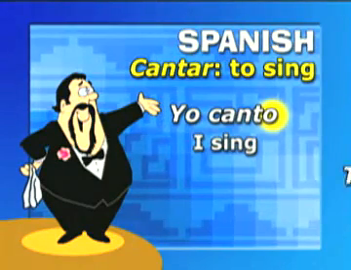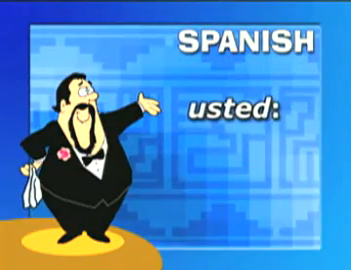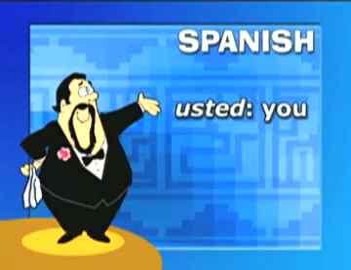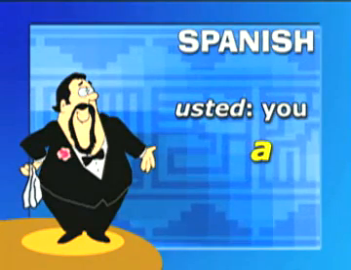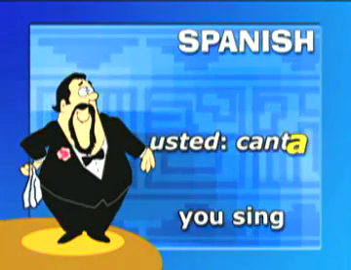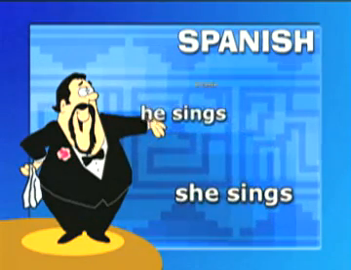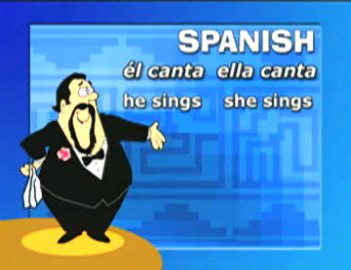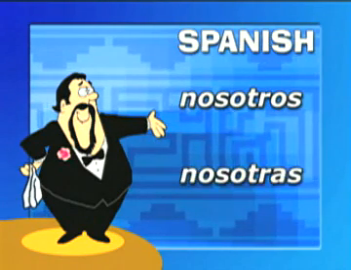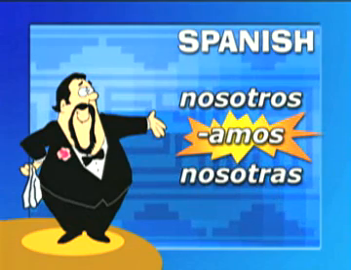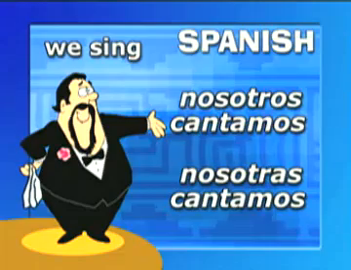The ending that goes with tú is as. You sing is tú cantas. Usted, the formal version of the pronoun you, works like a third-person singular pronoun using the verb ending a. In this case, you sing would be usted canta. The third-person singular he sings or she sings is él canta or ella canta. The pronoun nosotros and its feminine counterpart nosotras uses the ending amos. We sing is nosotros cantamos or nosotras cantamos.